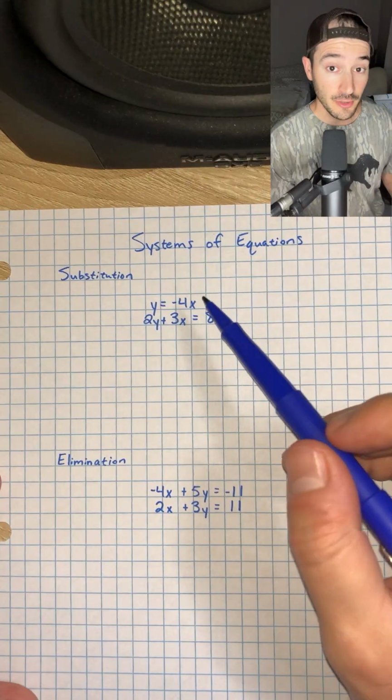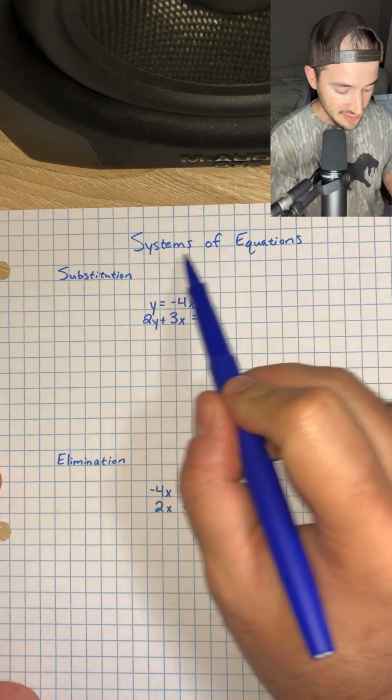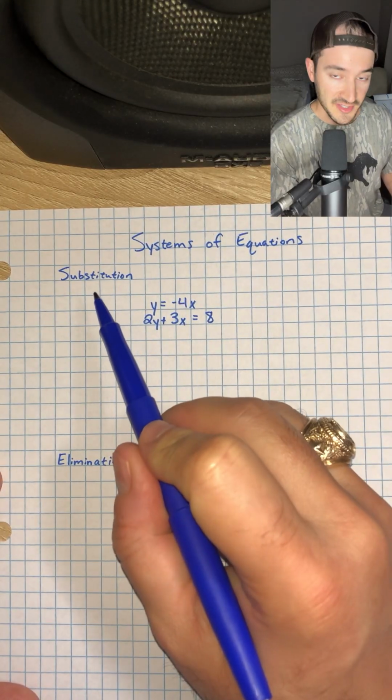This is everything you need to know for geometry, part 5. So we're still reviewing Algebra 1 and we're talking about systems of equations. So we're going to start with the substitution method.